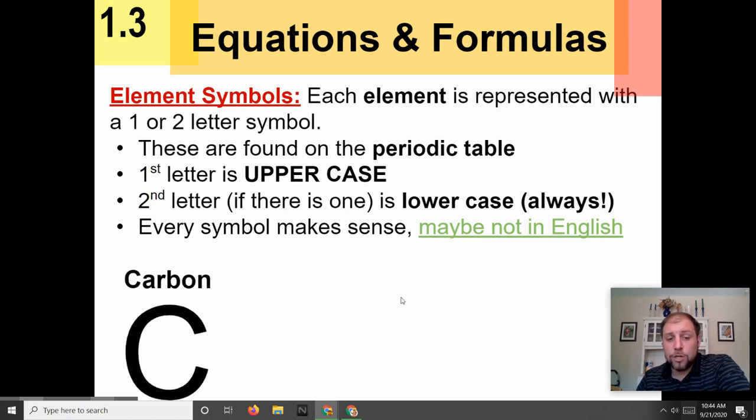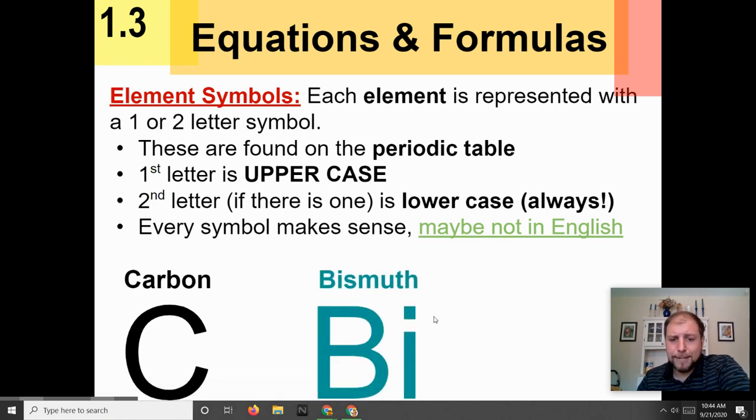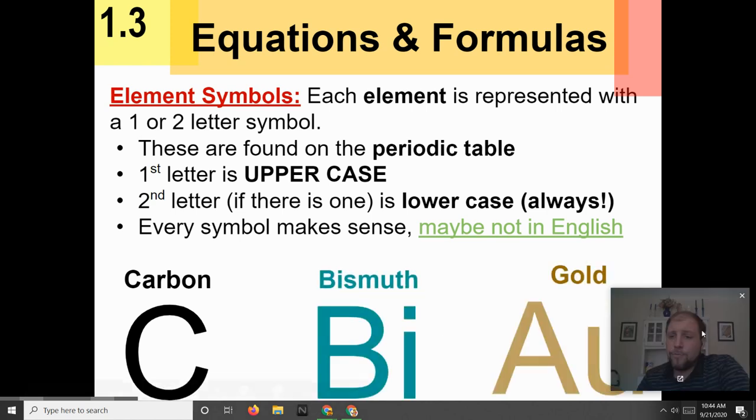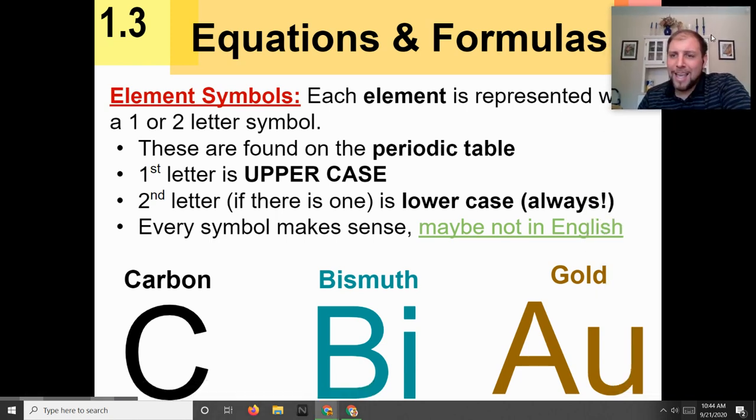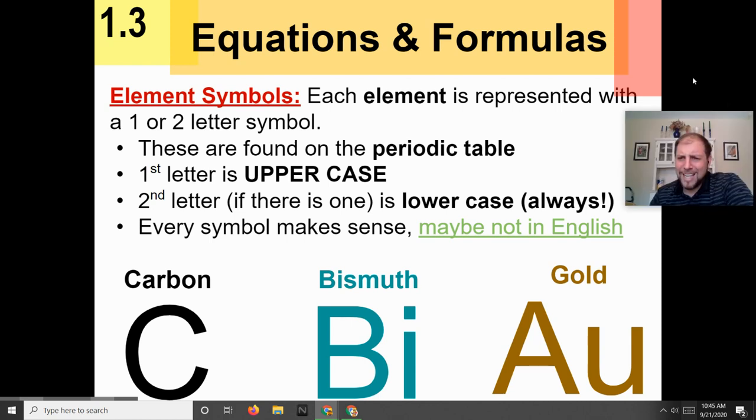So, for example, the symbol for carbon is just C, all right? The symbol for bismuth is Bi, all right? But the symbol for gold is Au. The symbol for gold is Au.